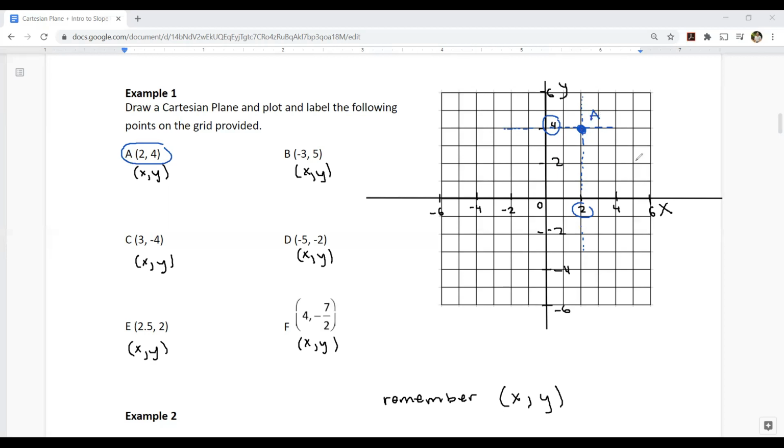Great job. For B, the x coordinate is -3. So this time we're going to be on the left side, and we find -3, and our y value is 5.